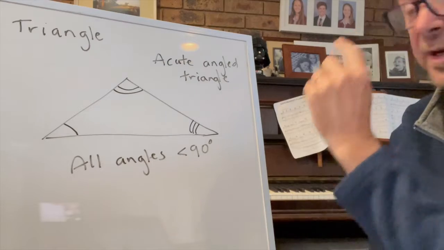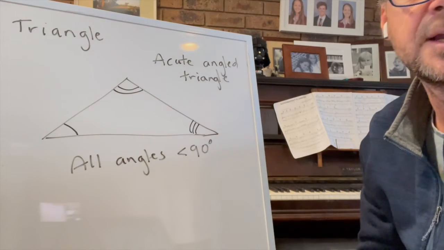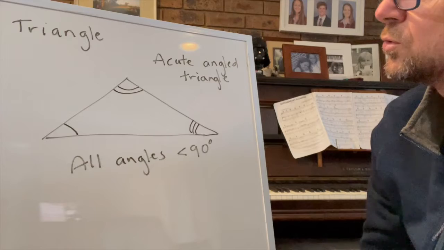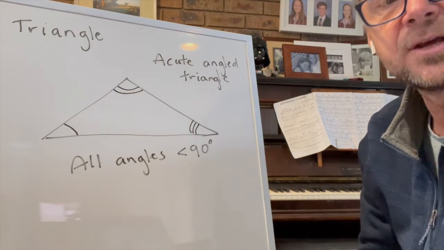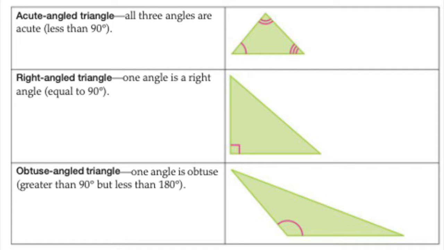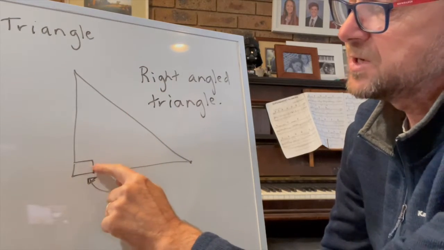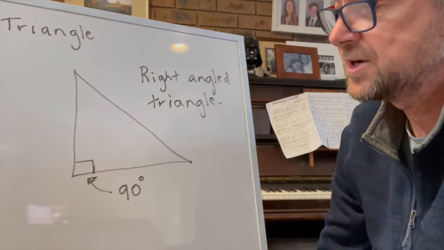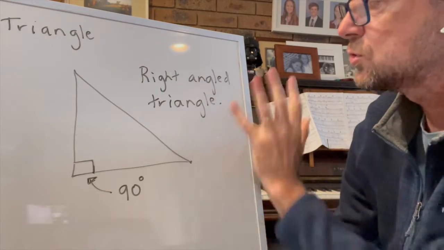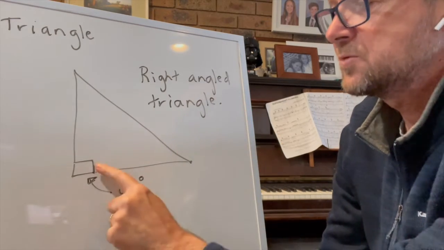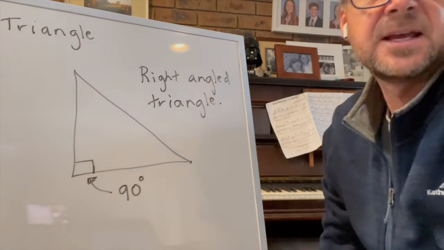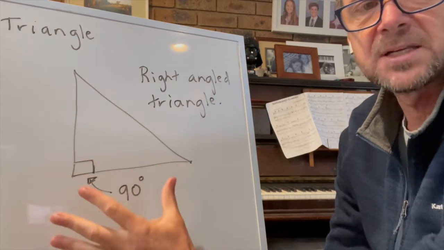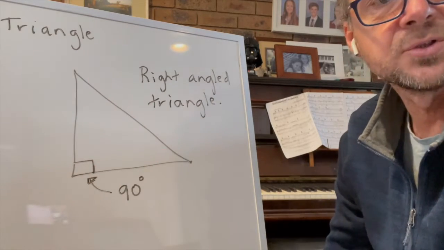Looking here, we have a triangle that has three angles that are all less than 90 degrees. And this makes it an acute angled triangle. Looking at this triangle here, we can see we have the symbol in the corner for 90 degrees, a right angle. So this triangle is called a right angle triangle. And whenever we see that symbol, we know that that angle is going to be equal to 90 degrees. That allows us to use that knowledge to help us if we were trying to calculate some of the other angles in that triangle.